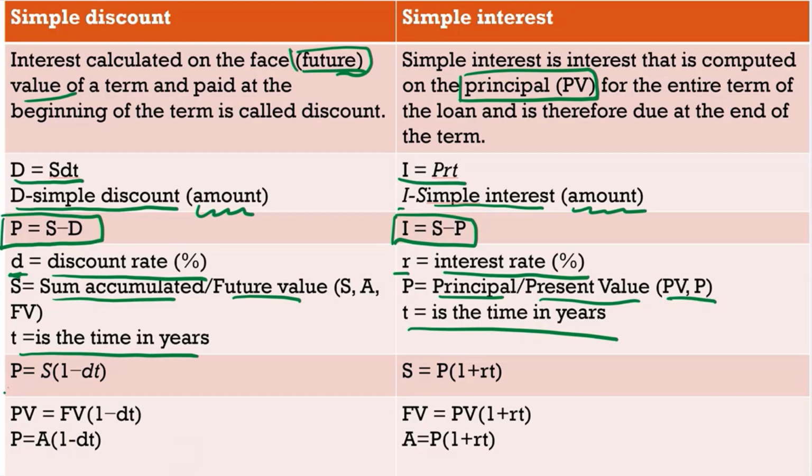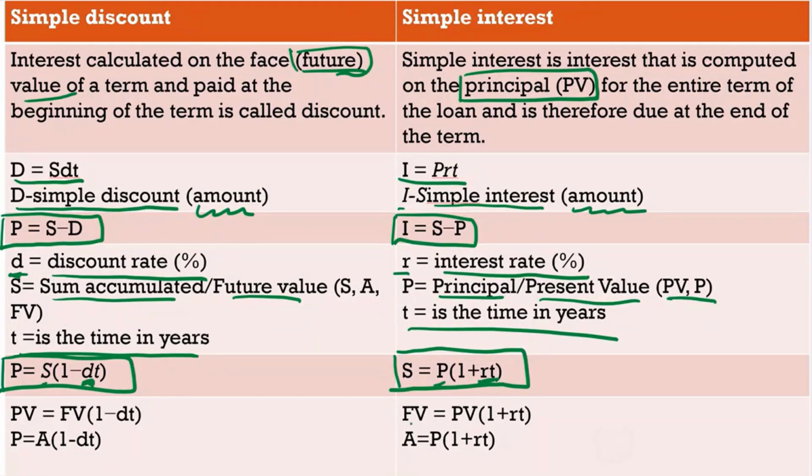So now here's the formula for the discount. Look at this formula and then compare it with the formula of the simple interest. Can you see the difference? The one for simple interest, we said it is calculated on the present value. This one, the interest, which is the discount, is calculated on the future value. So make sure that you can see the comparison between the two.